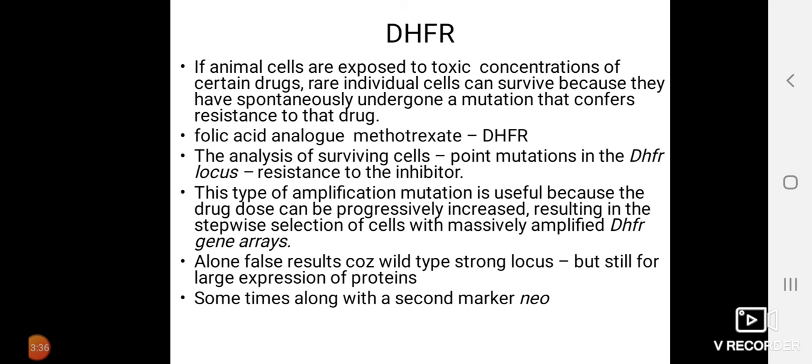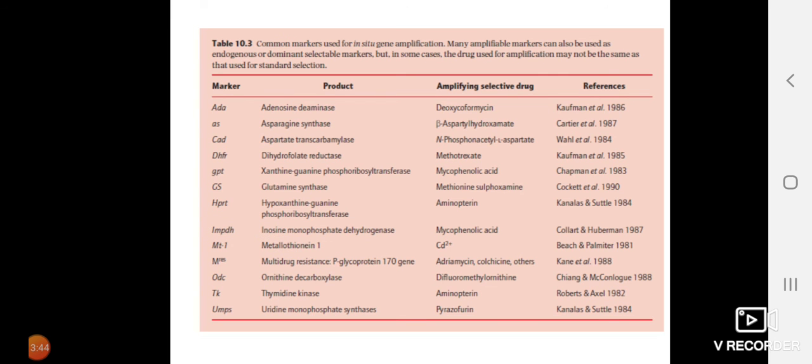Along with this, in order to do confirmation, people also use a secondary marker gene, that is neomycin phosphotransferase. And that's about a few of the marker genes which are being used. I'll stop here. I'll continue in the next slides about the vectors.